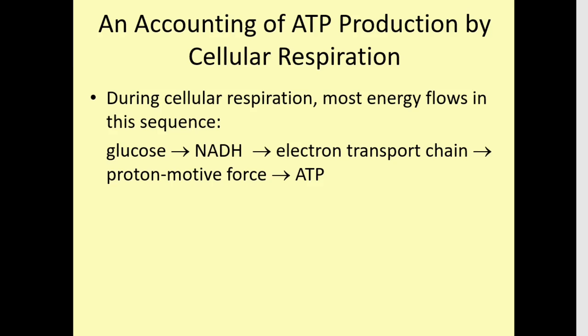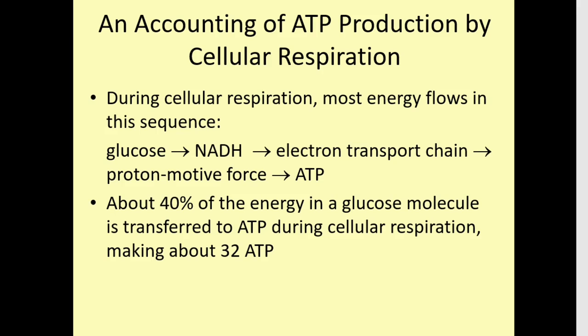That energy then was used to create a hydrogen ion or proton gradient. Those hydrogen ions or protons then diffused back across the membrane through ATP synthase, generating this proton motive force that was used to generate ATP. So that's the basic flow of energy through the process of respiration. But interestingly, only about 40% of the energy that was in that glucose molecule is converted into ATP during respiration, and it makes about 32 ATPs.